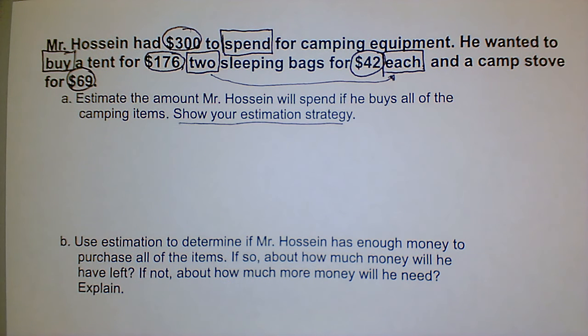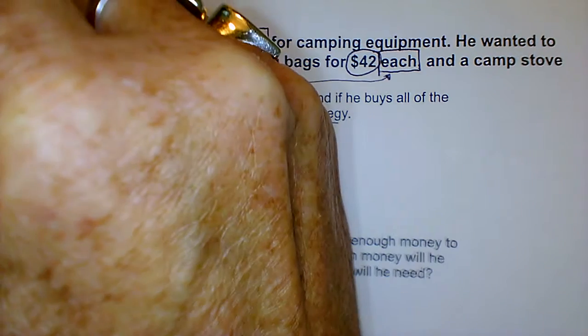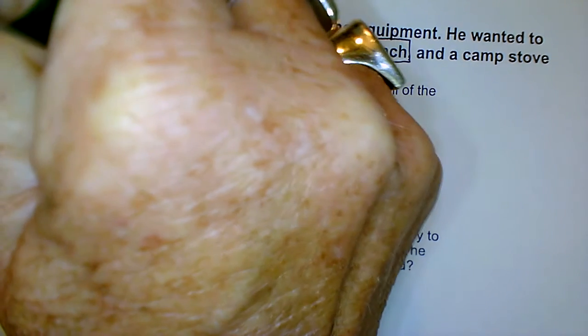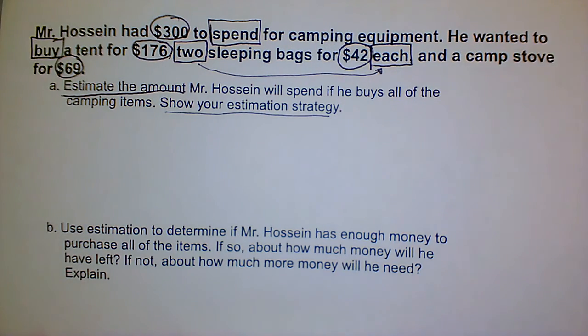But what else needs to be underlined? The process itself is important, isn't it? Amount. Okay, that would be a box term if we were doing it that way. But this is the question, so what are we going to underline? Estimate the amount. Estimate the amount. We don't care about his name, right?